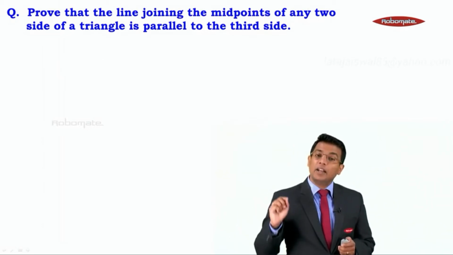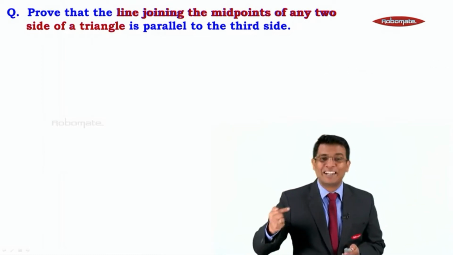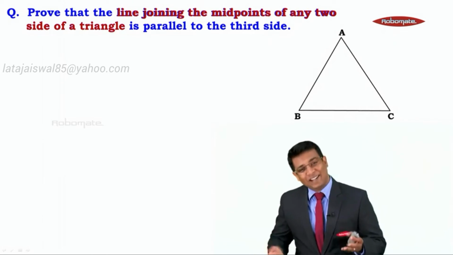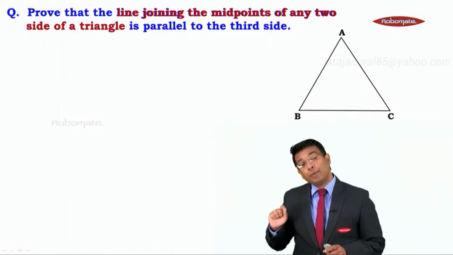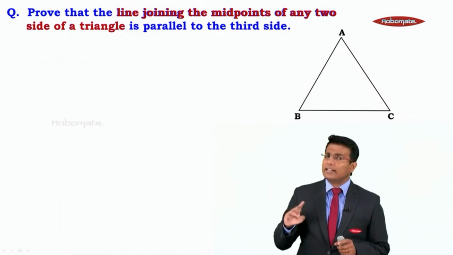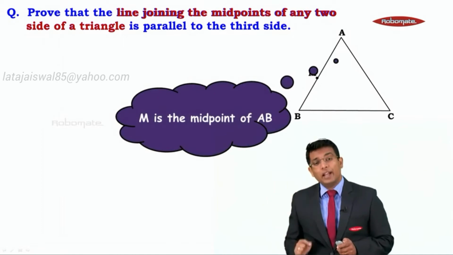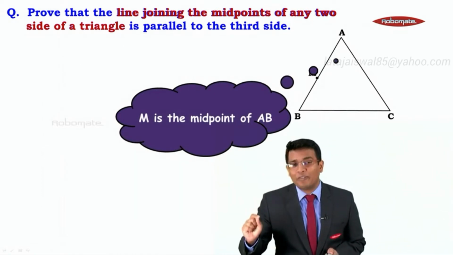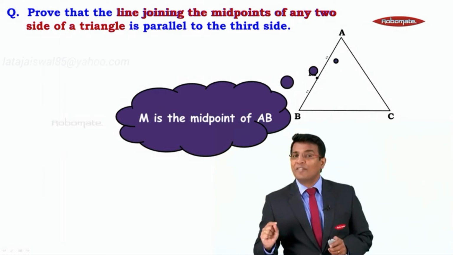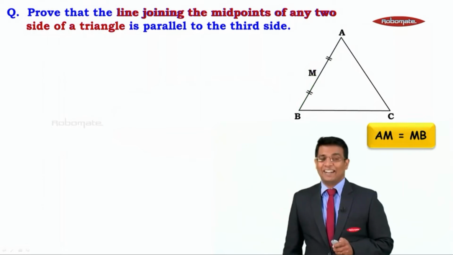It says line joining the midpoints of any two sides of a triangle. So very first thing we are going to obviously draw is a triangle. Now triangle has three sides. Let's consider any two sides. We consider AB and AC. So for AB, I'm saying M is the midpoint of AB. So when I say M is the midpoint, that means what? We know that AM is equal to MB. That is what we understand here, right?